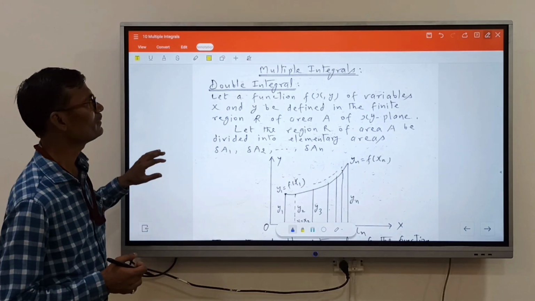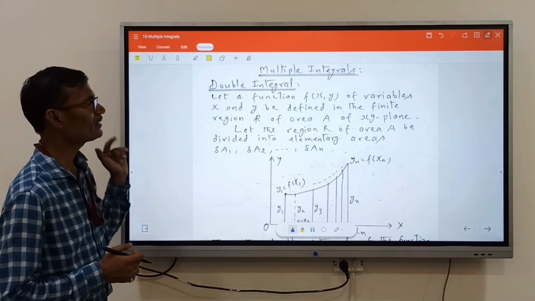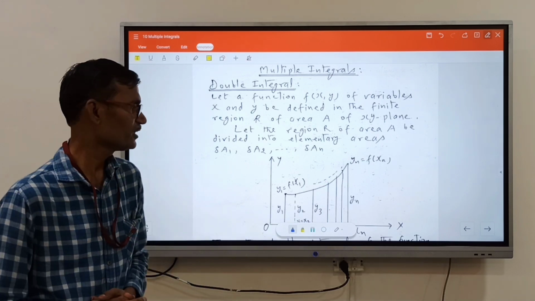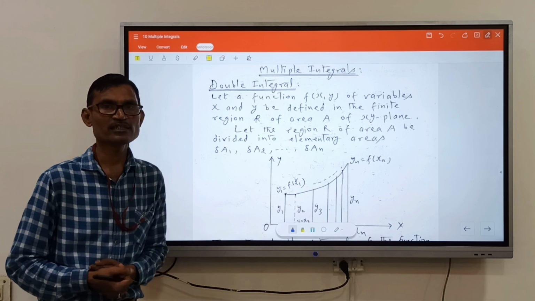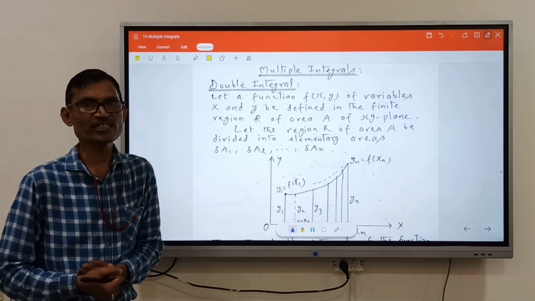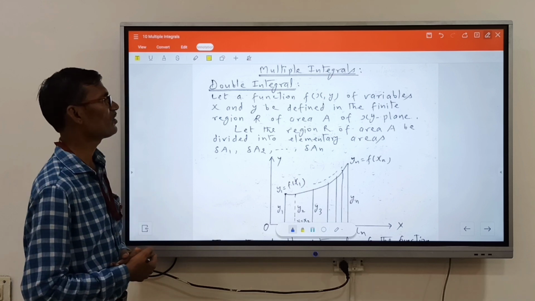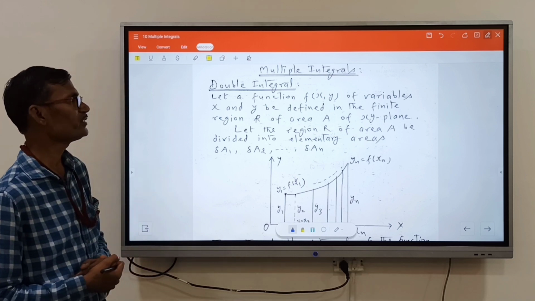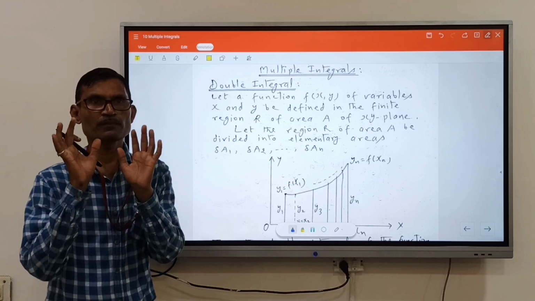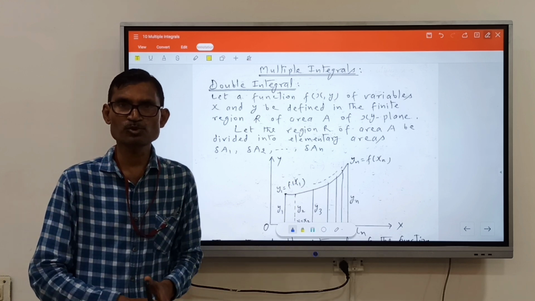So, what does it mean? Let us understand. In this syllabus, we will discuss two types of multiple integrals. The first one is called the double integral and the second is called the triple integral. Let us first understand the concept of double integral. As you know, here we are going to integrate the function of two variables.